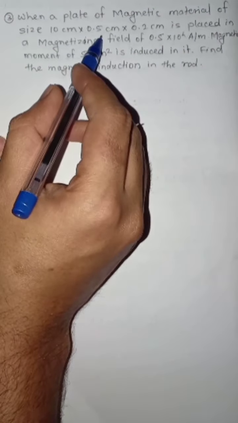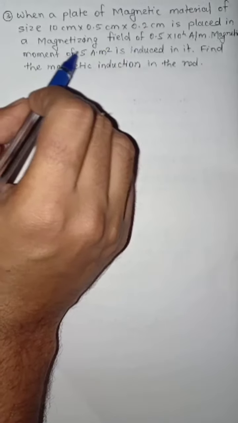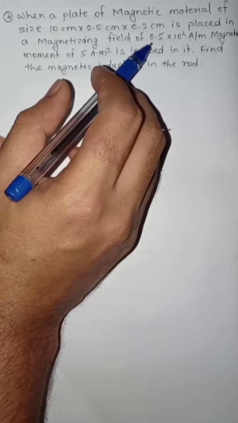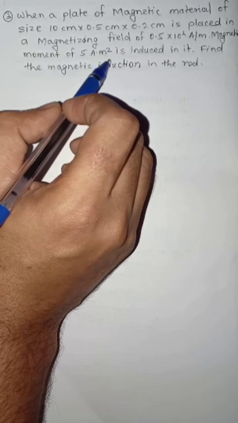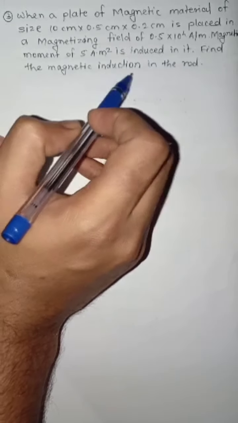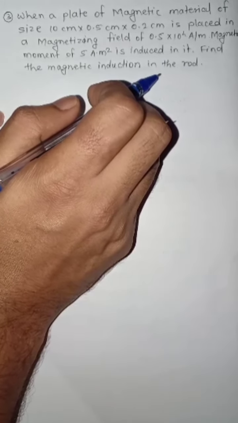We now see on page number 263, question number 3. When a plate of magnetic material of size 10 cm into 0.5 cm into 0.2 is placed in a magnetizing field of 0.5 into 10 raised to 4 ampere meter, magnetic moment of 5 ampere meter square is induced in it. Find magnetic induction in the rod. So we have to find out how much magnetic induction there will be inside the rod. Okay, so we will write in given.